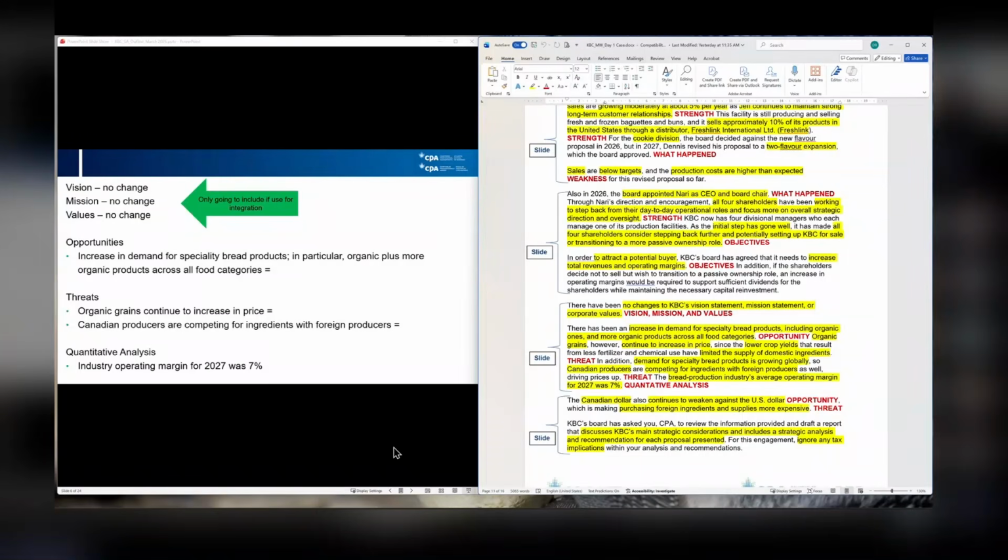There's some information that I need to consider when I perform my overall quantitative analysis as part of my situational analysis. The industry operating margin for 2027 was 7%. So let's calculate and see what it is for KBC.